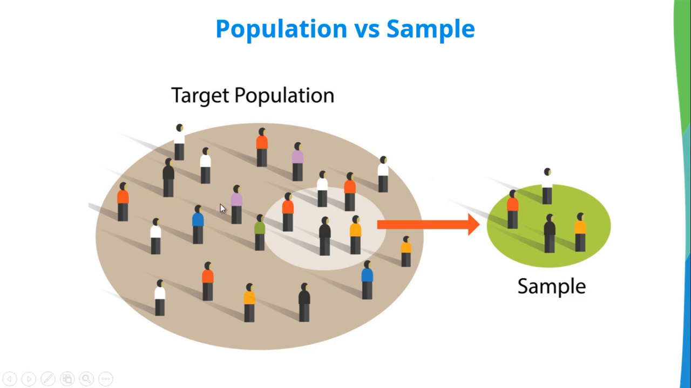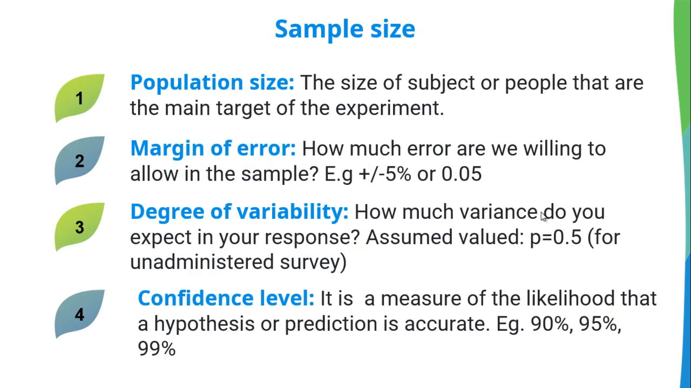So this is the target population: all the pregnant women in New York. But we cannot get all of them, so we just take a sample percentage of them, maybe 30%, and bring it out. That is what we call sampling. So we have what they call sample size.